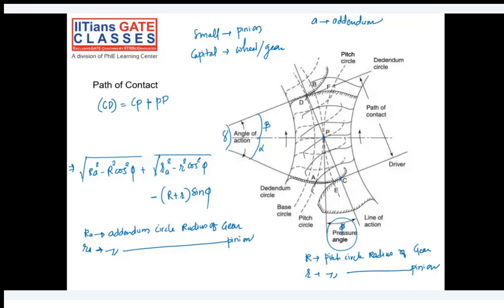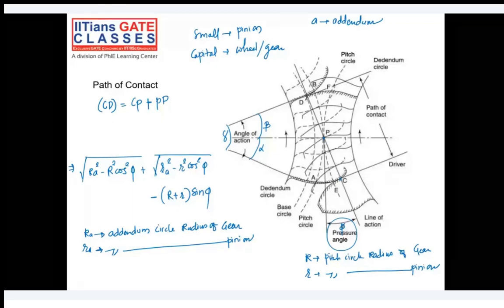Can you tell me what is arc of contact in this figure? With just names, EPF and APB. Correct. EPF, you can say, or APB also you can say.